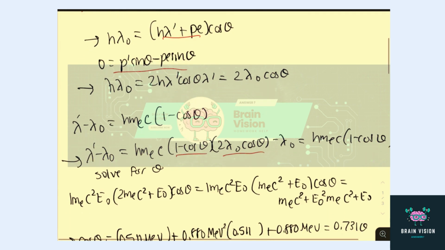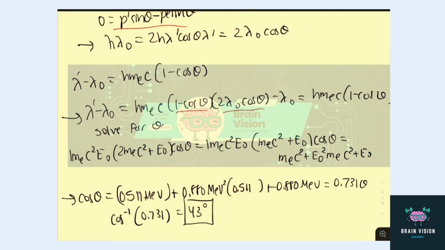And let's solve for theta. And we can plug in all of our values that we know. So we have 0.511 MeV for mc squared, 0.880 MeV for E0, and we want to solve for theta. So if we plug in our values, we get 0.511 plus 0.880 over 0.511 plus 0.880 is equal to cosine inverse of 0.731. So the scattering angle is 43 degrees. So our scattering angle is going to be 43 degrees for this problem, which is also equal to phi. So theta and phi are equal to each other, and that's equal to 43 degrees.